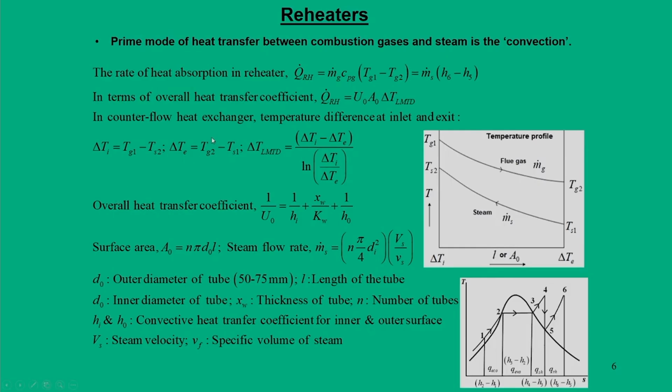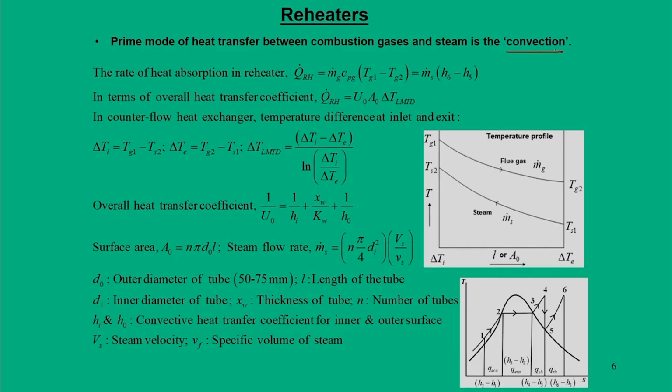If you look at the heat exchange in a reheater, in a superheater we would say the mode of heat transfer can be convection or radiation, but in the reheater, since we are dealing with lower temperatures compared to superheating units, the prime mode of heat transfer is convection. So, analysis of this heat exchanger has to be done through the convection mode.